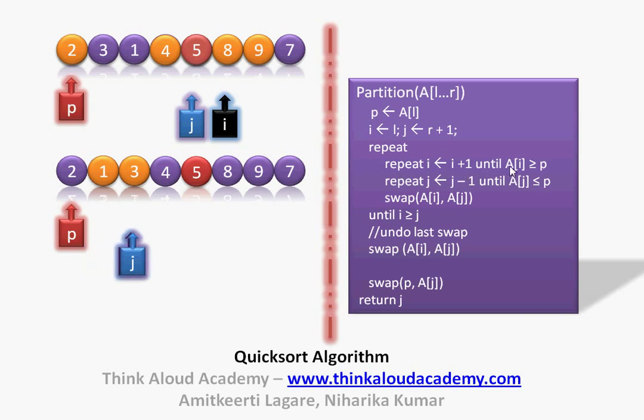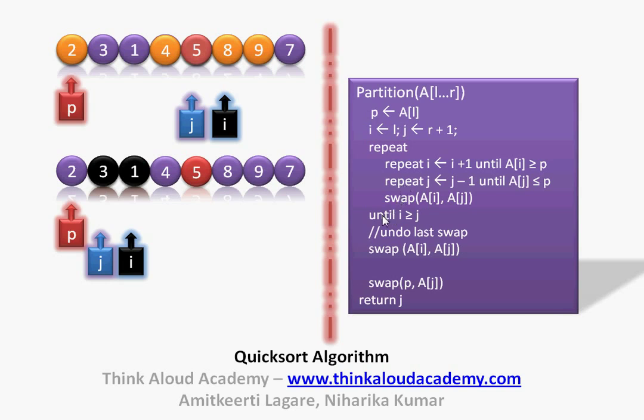So I moves ahead and we check whether we have hit a scenario where A of I is greater than pivot. We actually see that A of I is greater than pivot. So I stops at this point and we go for the J index, and first we decrement J, and J points to this element, and we check whether A of J is less than pivot. We see that A of J is less than pivot, so J also stops at this point, and we swap A of I and A of J. This is actually a mistake because this was not really required.